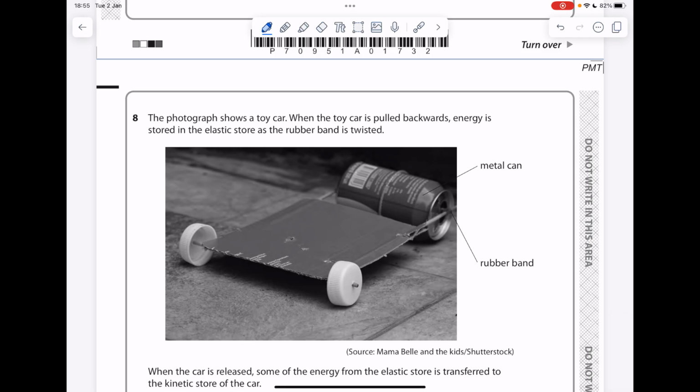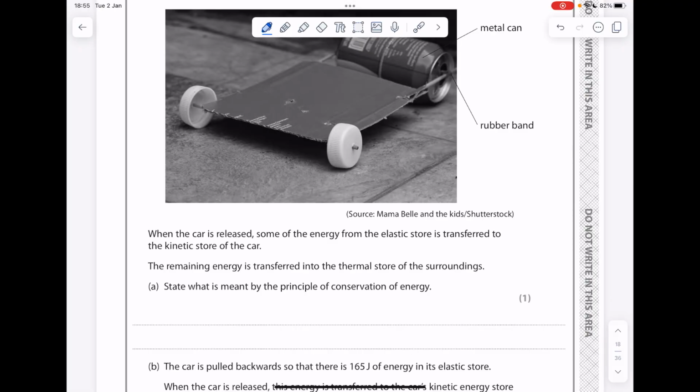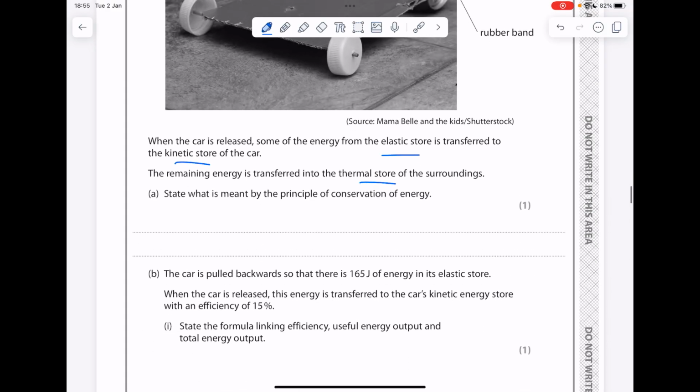The photograph shows a toy car. When the toy car is pulled backwards, energy is stored in the elastic store as the rubber band is twisted. When the car is released, some of the energy from the elastic store is transferred to the kinetic store of the car. The remaining energy is transferred into the thermal store of the surroundings. State what is meant by the principle of the conservation of energy. That is, that energy cannot be created or destroyed, it can only be transferred.